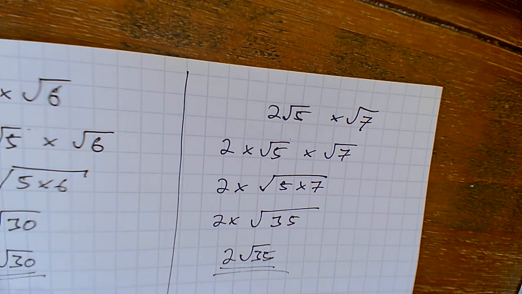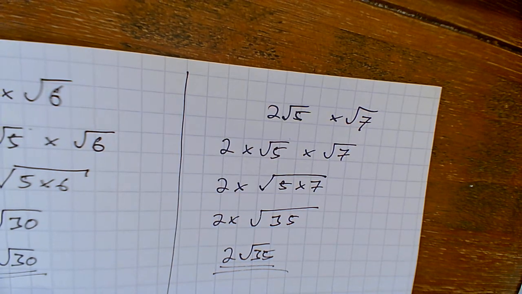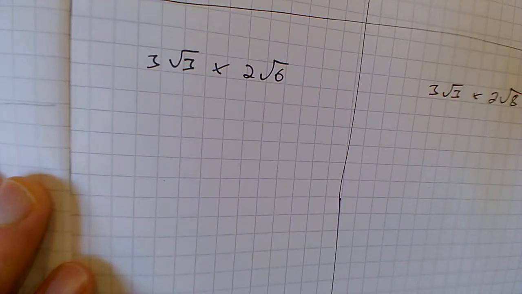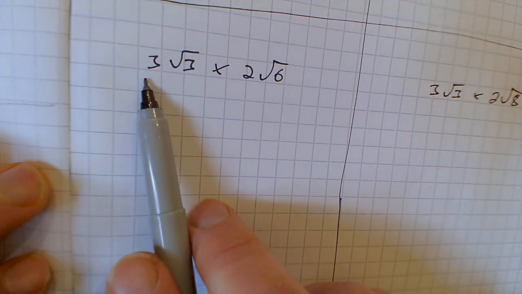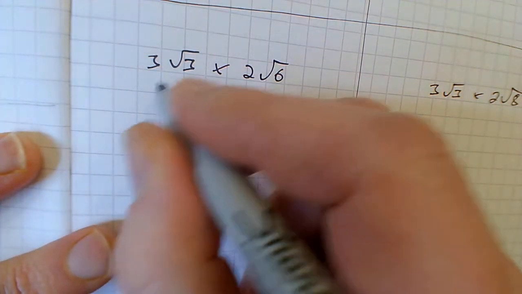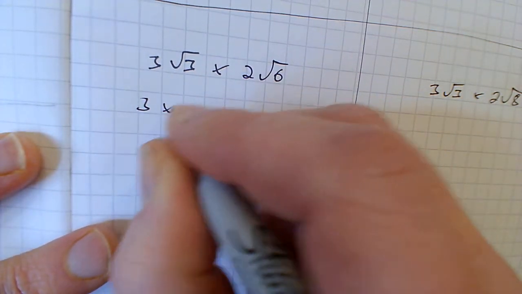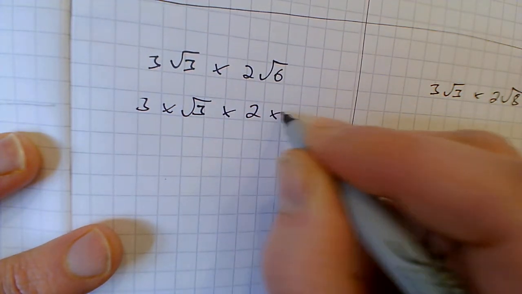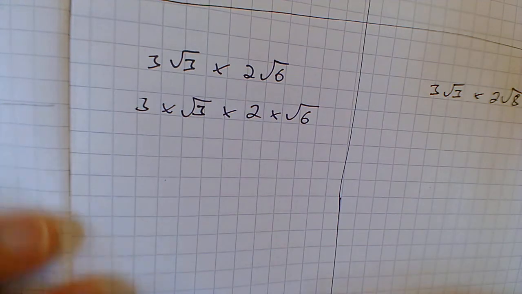Okay. There are questions like that on the Hegarty Maths that I've set you. Further on in the exercise though, there are also questions like this. So have a look at this. 3 root 3 multiplied by 2 root 6. Now on the surface it's the same thing. I'm going to rewrite that as 3 multiplied by root 3 multiplied by 2 multiplied by root 6.